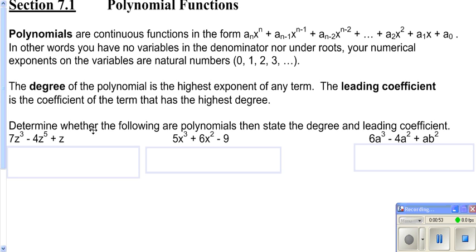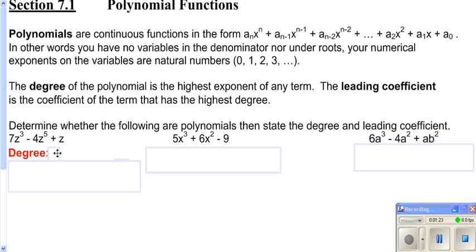So we want to determine if these are polynomials. If they are, what is the degree, and then what is the leading coefficient? As you take a look at the first one here, we do in this case have three terms added together, so we would consider it a trinomial, but it's still going to be a polynomial because we have no variables in the bottom, no variables underneath roots. Our exponents are positive whole numbers.